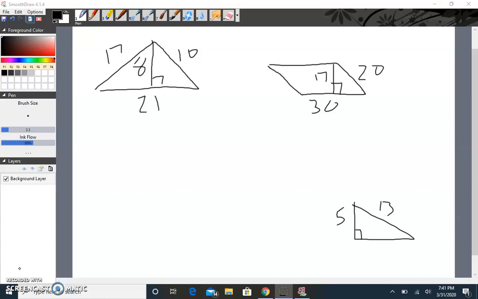Now these are your guided practice. The first three are on page 721. If we look at this first triangle, we have a 17 side, a 10 side, and a 21 side. The questions say to find the perimeter and then find the area. So if we take our three sides and add them together, 10 plus 17 plus 21, we get 48. Our perimeter is just adding the three sides, the 17, the 10, and the 21, and we get 48.